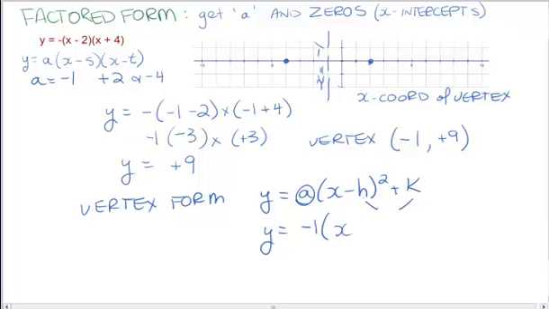The x-coordinate of the vertex has the opposite sign when it goes into the equation. So instead of a negative 1, it's going to be positive 1. The y-coordinate of the vertex stays the same. And you have your equation in vertex form and in factored form.